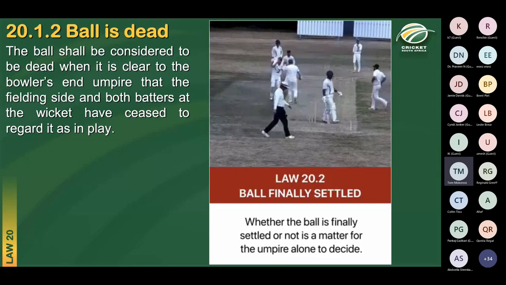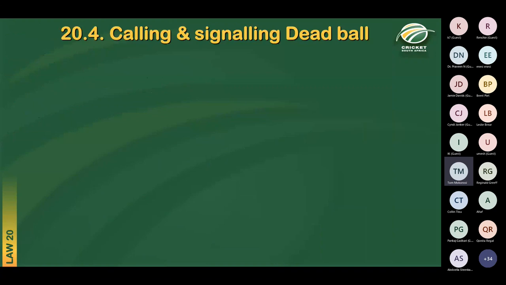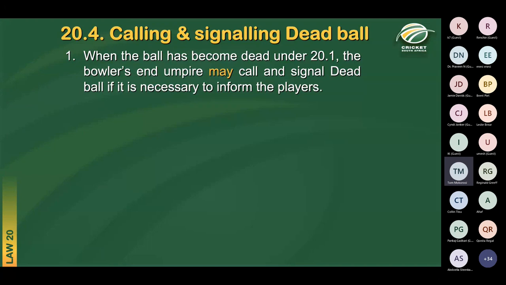Okay, we'll go through that scenario just before we get to this evening's revision questions with Abdullah. So previously we have just looked at the incidents when the ball becomes automatically dead. Now we're going to go through when an umpire needs to call and signal dead ball.